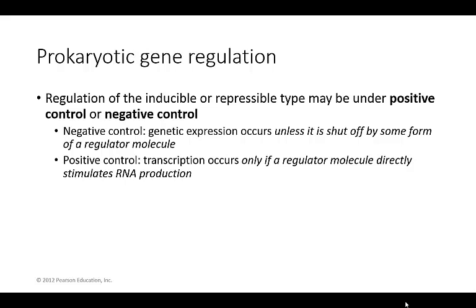If something is negative control, it means that gene expression is going to keep going unless it gets shut off. And it's usually shut off by some form of a regulator molecule or repressor. In positive control, transcription is usually off, and it's only turned on if a regulator molecule directly stimulates that RNA production. So it's only usually turned on when an organism is going to need it.